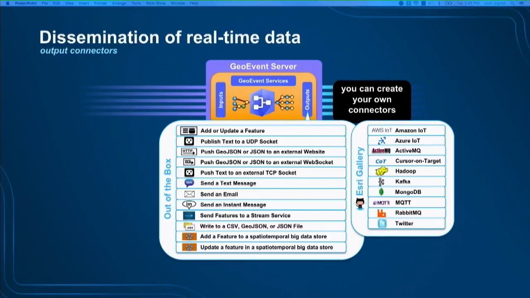And then we do have a gallery for these as well. So maybe you're an organization that's using Hadoop on site and you want to write out to that, you can. You can send it back out to Kafka. Or if you're wanting to get into something like MQTT to send to a message hub, you can do that. And of course, we also have our two connectors for the Amazon and Azure IoT hubs as well.